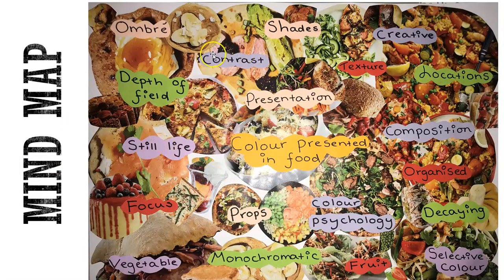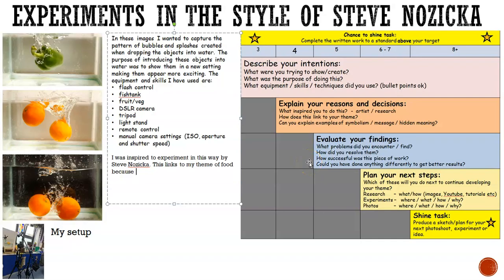So contrast, we could talk about the contrast perhaps between the water and the fruit. We could talk about the texture, so the texture between the skin or the outside of the vegetables versus the texture of the water. We could talk about selective colour, the fact that the water is colourless and yet you have this bright object landing in it, which is the fruit or vegetables. Okay, so by looking at my mind map, I now have lots of things I can write about.